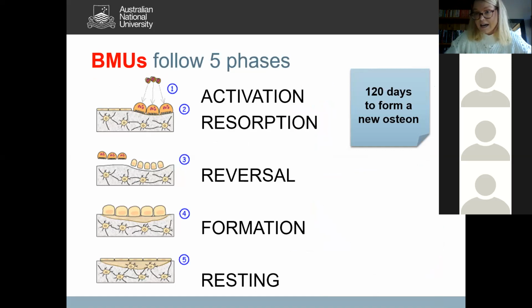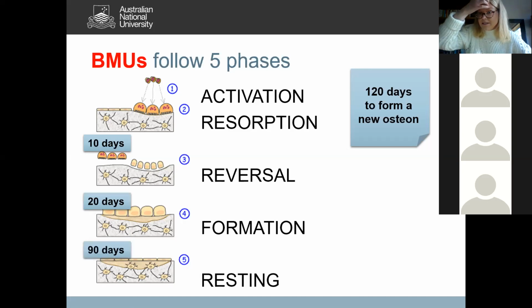Now remember, this is just an average, so it will vary from site to site, from person to person, but on average, that's an estimate. And so that BMU, for about 10 days, gets activated, and then osteoclasts begin resorption. Then the cells start reversing, and that's approximately 20 days. And then typically up to 90 days, the remodeling unit will continue formation of the bone, and towards the end of this phase, we actually see resting.